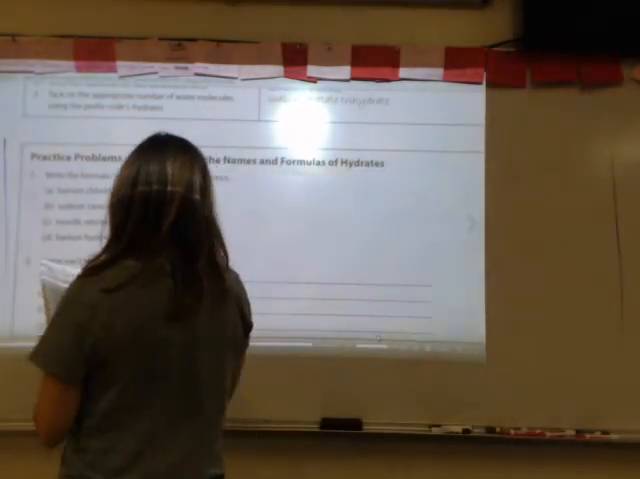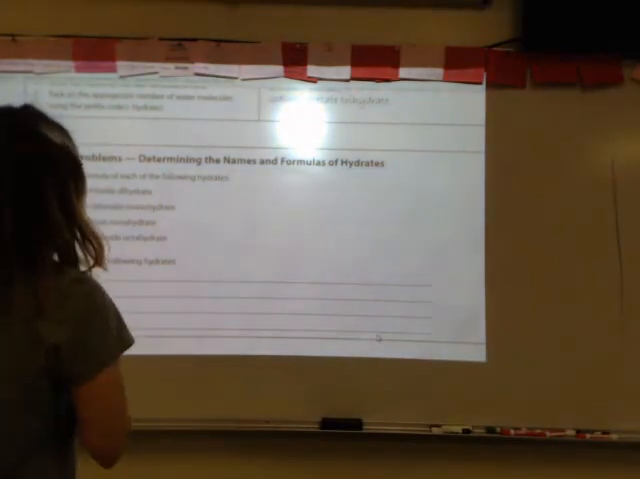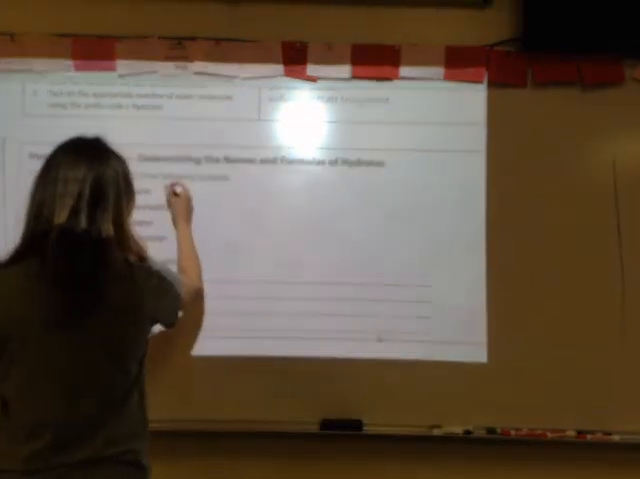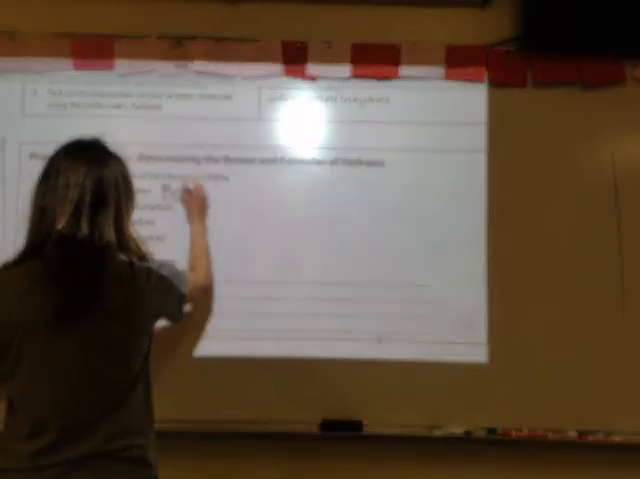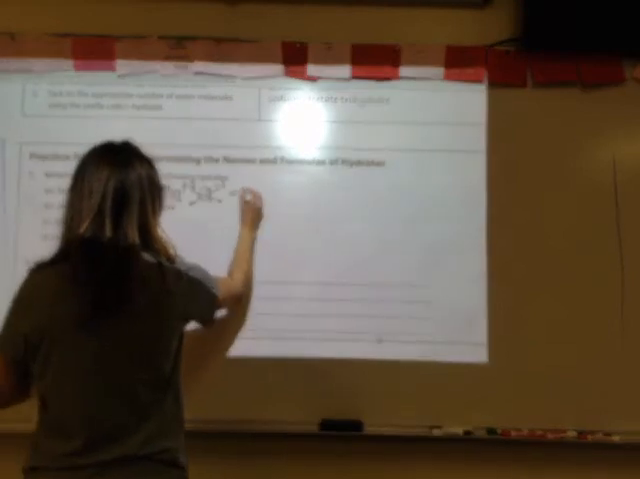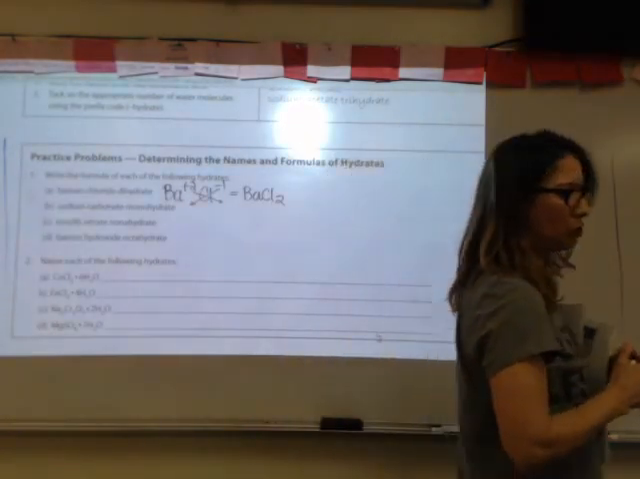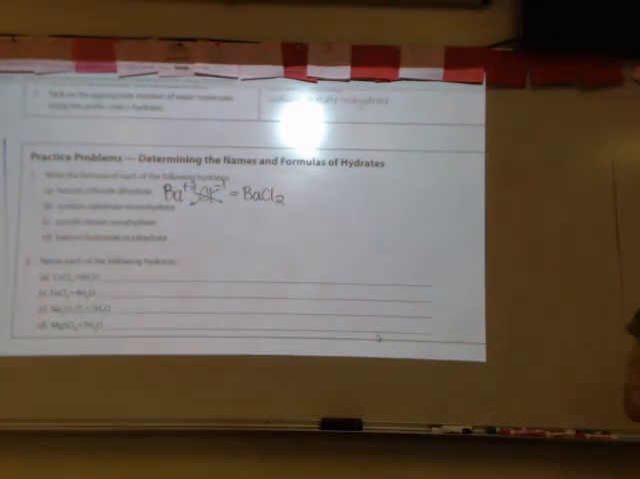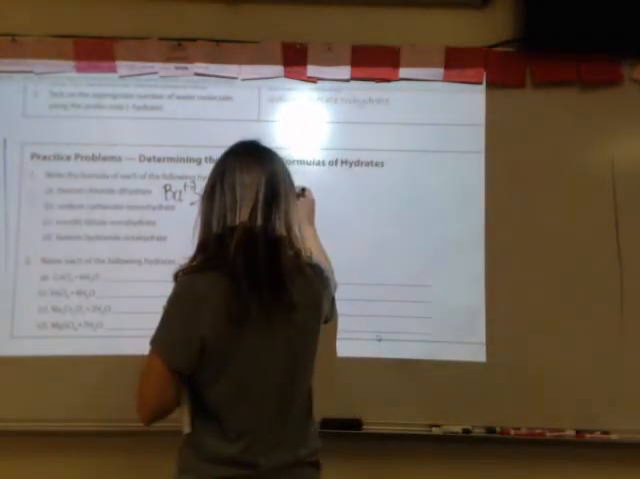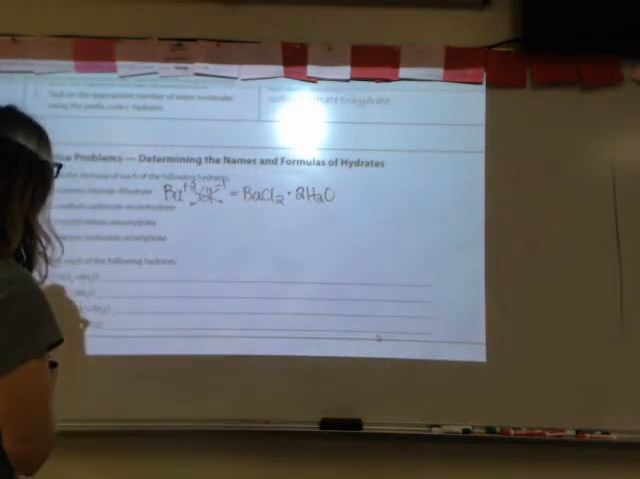problem number 1 says, write the formula of each of the following hydrates. So barium chloride dihydrate would be Ba plus 2 for barium, Cl minus 1 for chloride. Cross the numbers in the charges to give you BaCl2. And since there are 2 waters attached, you would put a little multiplication symbol with 2H2O.